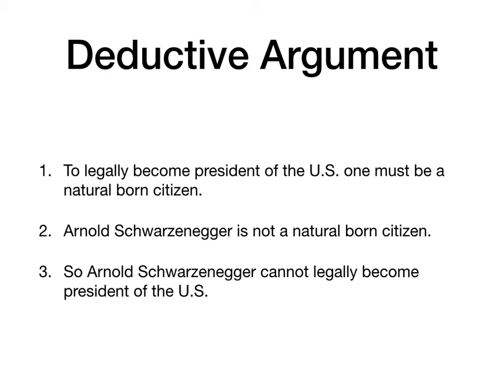Now look, if this changed, if suddenly one of the premises were false, if two were false, if we change the Constitution, then maybe he could become president. But as long as these two premises, 1 and 2, are true, which at the present moment they are, 3 has to be true as well.